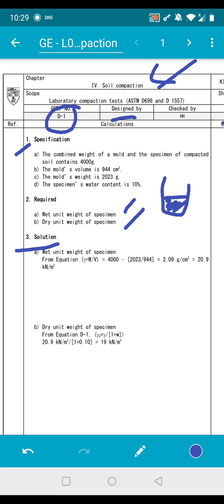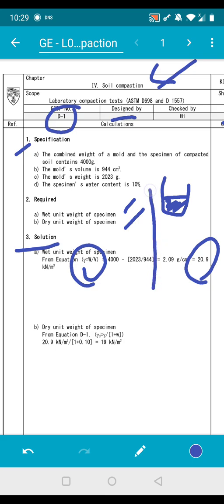For A, wet unit weight of specimen, just use the following equation. Please replace it accordingly, and then the wet unit weight of specimen would be calculated as 20.9 kilonewton per meter cube, because everything is given in the specification. And let's look at B. We have to find the dry unit weight of specimen.